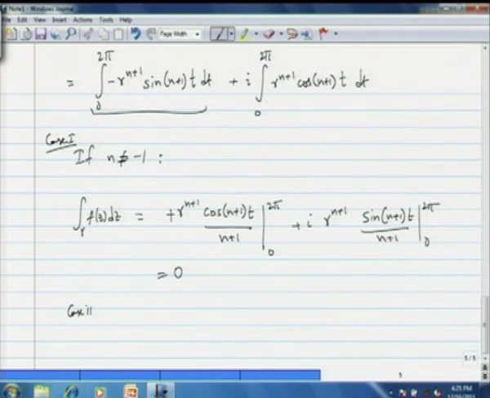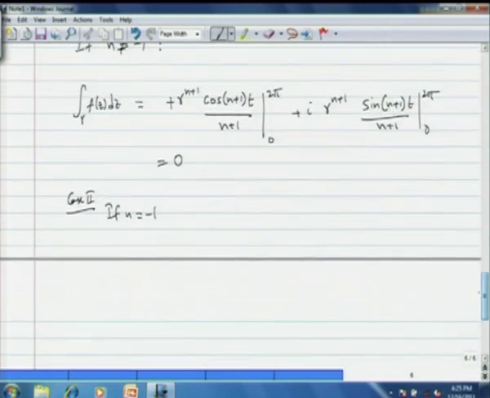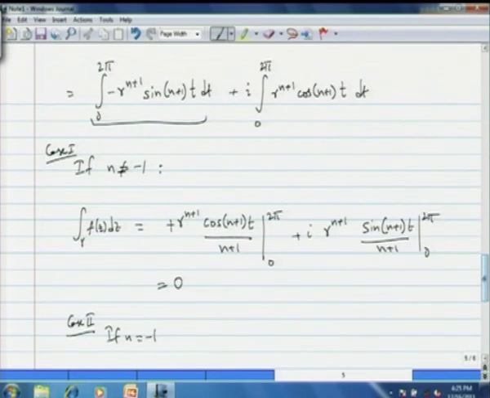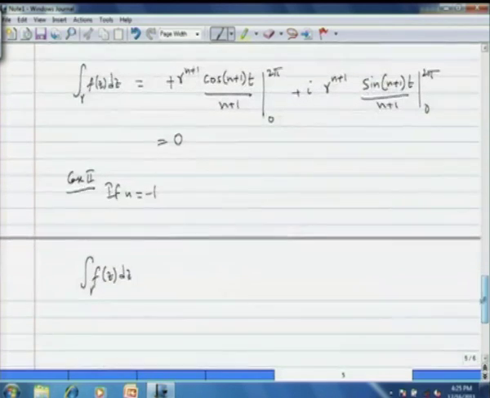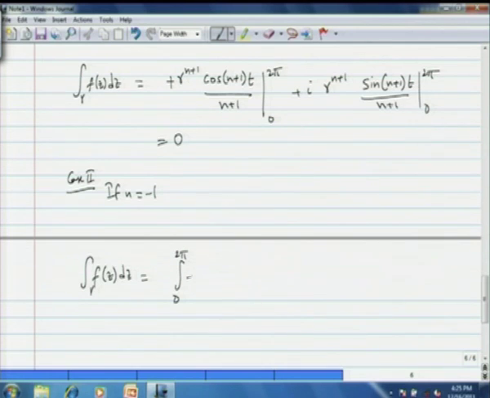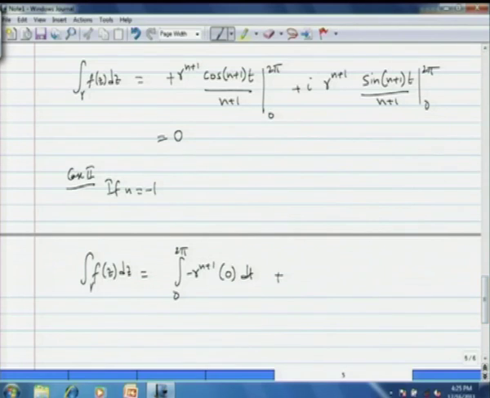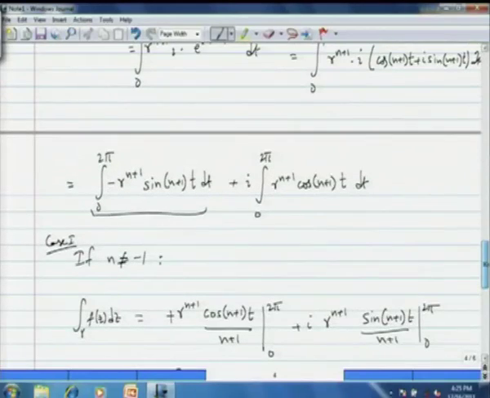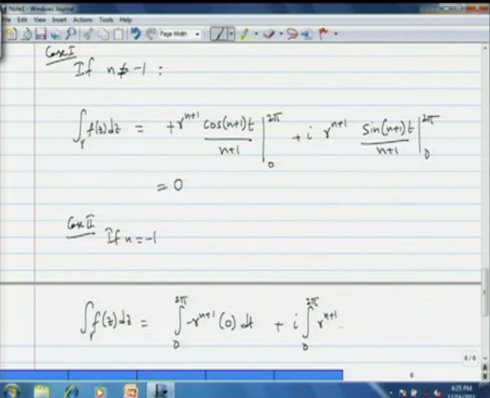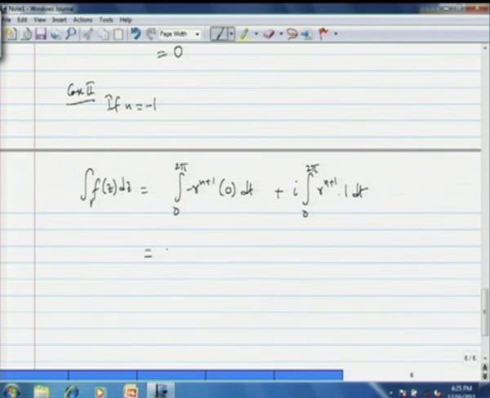And case 2: if n is equal to minus 1, then of course, you cannot have n plus 1 in the denominator. The integral from 0 to 2 pi of minus r power n plus 1 times 0 for the real part, because sine of 0 is 0, plus i times the integral from 0 to 2 pi of r power n plus 1 times cosine 0, which is 1, dt. Well, n is minus 1, so I can substitute r power 0. So, I just get 1 times i times 2 pi, which is 2 pi i.